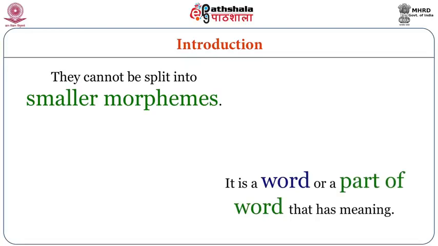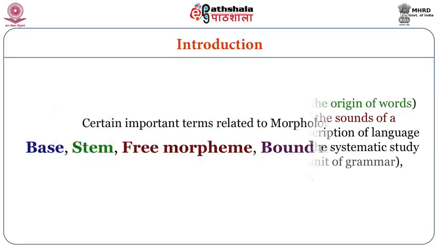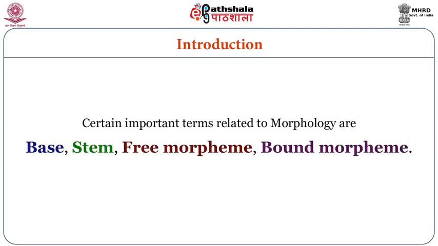They cannot be split into smaller morphemes, and number two, it is a word or a part of a word that has meaning. Just as etymology, that is the study of the origin of words, and phonology, that is the study of the sounds of a language, are relevant in the description of language, in terms of words, morphology, the systematic study of morphemes, the smallest unit of grammar, is significant. Certain important terms related to morphology are root, free morpheme, base, stem, and bound morpheme.